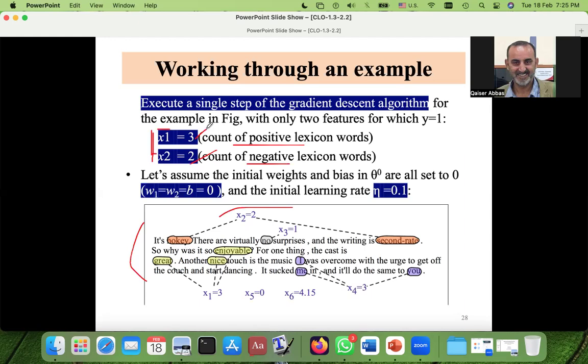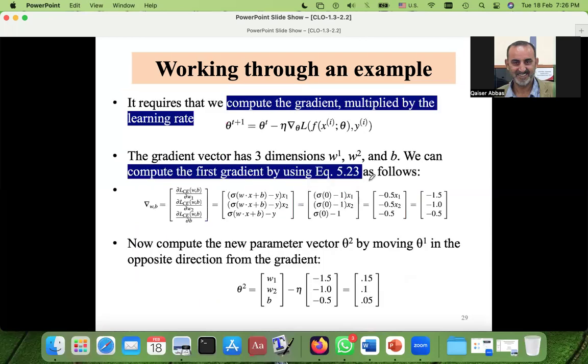Now, what are the initial weights? Theta 0 means the values of theta at the 0th time. Suppose we have W1, W2, and the bias, and suppose they are all 0. This is given to you first. And the eta, which is the learning rate, is also given to you. Then you have to move on according to that algorithm. These are the given values.